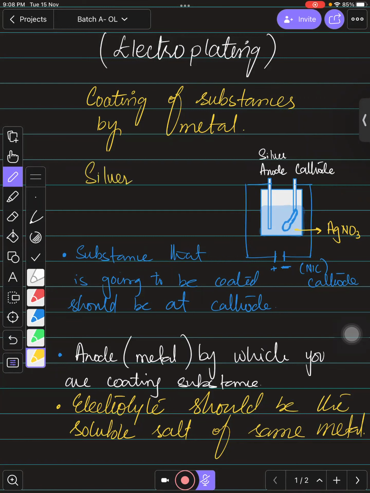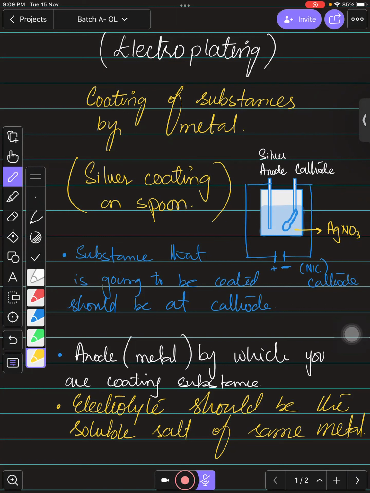Right now we are doing what? Silver coating on a spoon. We are doing silver coating on a spoon. So you need to remember the substance which is going to be coated. जिस substance को आप coat करना चाहते हो silver से, you need to keep that substance on cathode, because we know that metals form positive ions, so positive ions always go towards cathode.